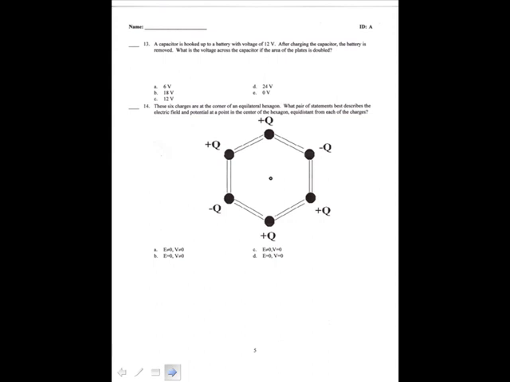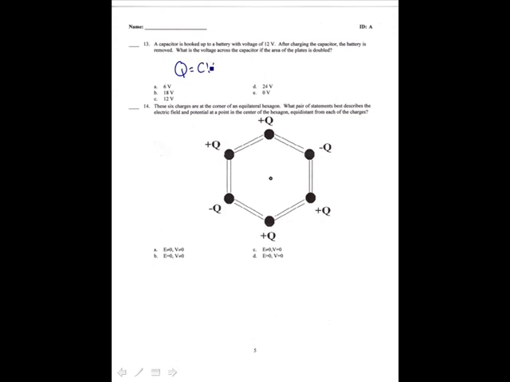Alright, the capacitor is hooked up to a battery with a voltage of 12 volts. After charging the capacitor, the battery is removed. What is the voltage across the capacitor if the area of the plates is doubled? So you charge it up with a voltage of 12 volts. And then when you take the battery away, that means that the charge remains constant. Now we know that Q is equal to CV.